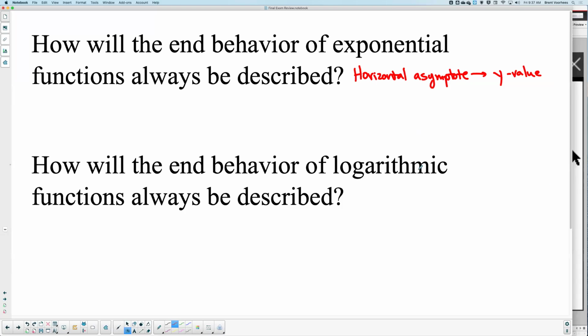Okay, sorry about that. If you have a horizontal asymptote, exponentials have horizontal asymptotes. That means it's a y value. Your limits will always be like this. Let's try this again. You'll have one limit.